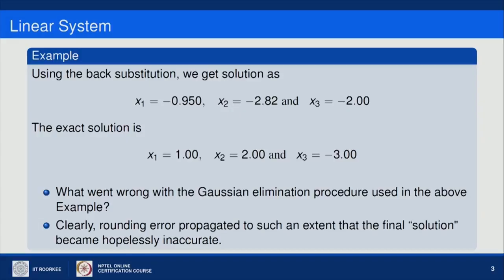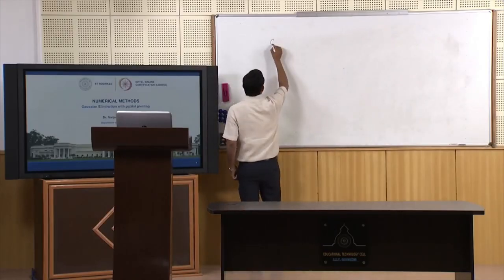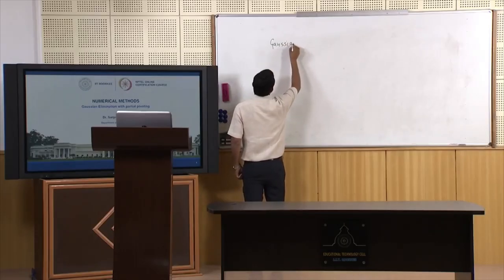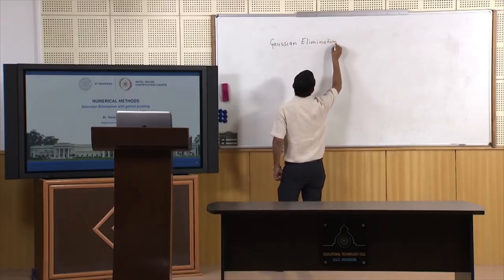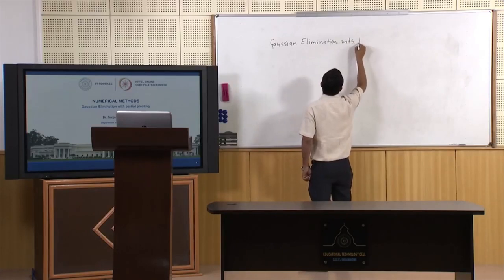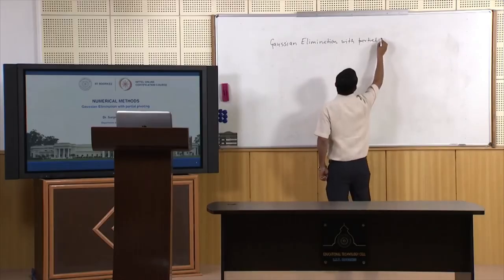So there were some mistakes when we applied the Gaussian elimination method, or something went wrong. The procedure was correct. However, the reason for this error is that the rounding off error propagated to such an extent that the final solution becomes hopelessly inaccurate. So what is the solution to this problem? The solution to this problem is the Gaussian elimination method with partial pivoting.